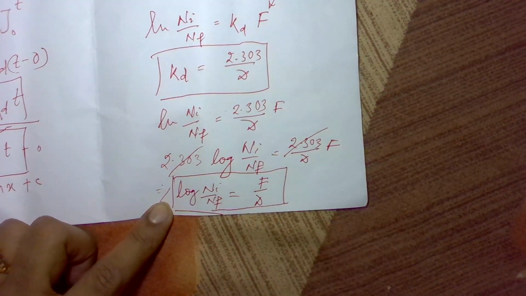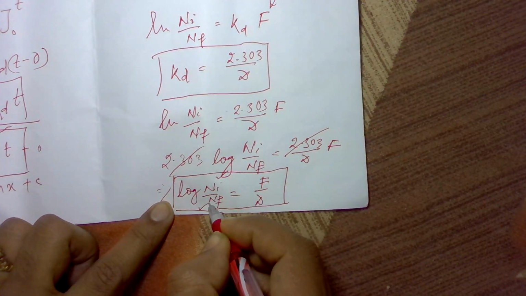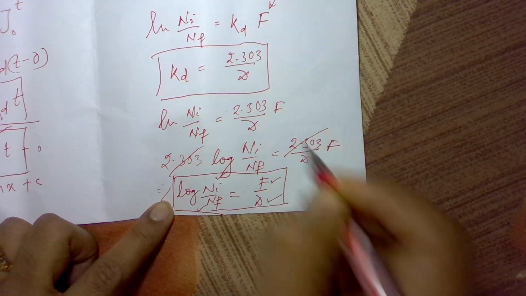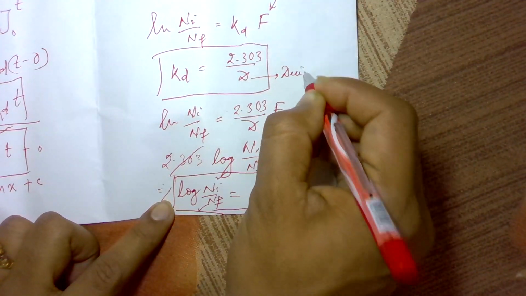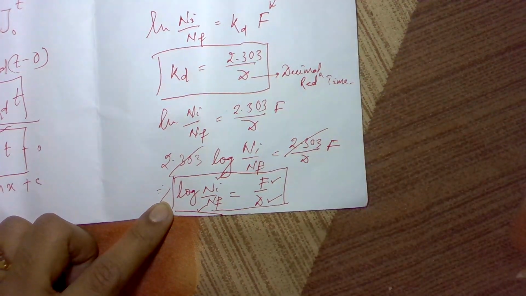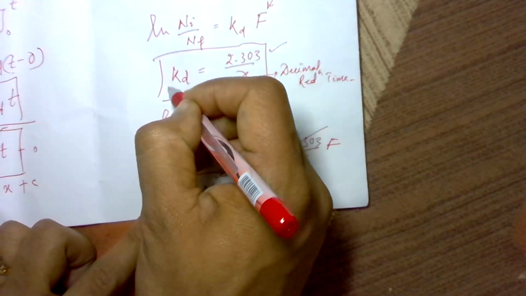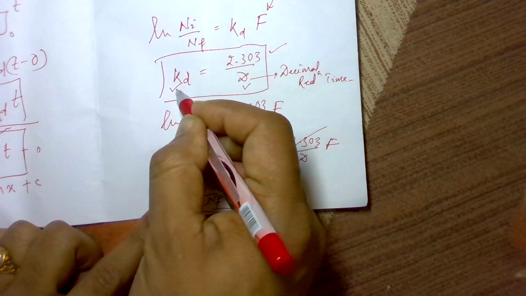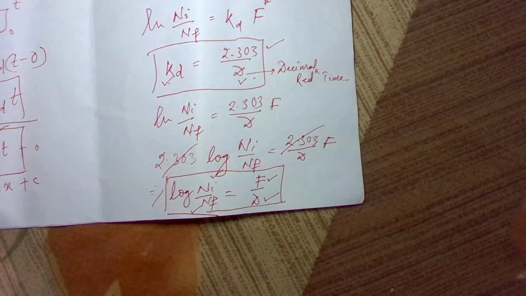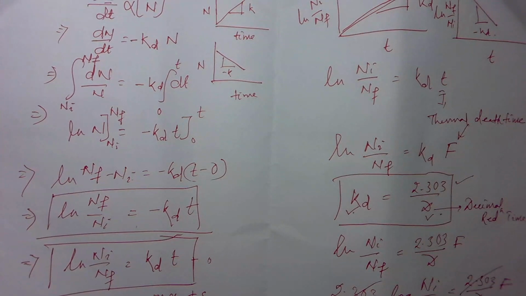So this is one more equation where you can see you have the initial number of the microorganism, the final number of the microorganism, thermal death time and decimal reduction time. This D is the decimal reduction time. From this equation, if you have the decimal reduction time, you can calculate the rate constant. If you know the rate constant, you will be able to calculate the decimal reduction time. I hope this is clear to everyone.